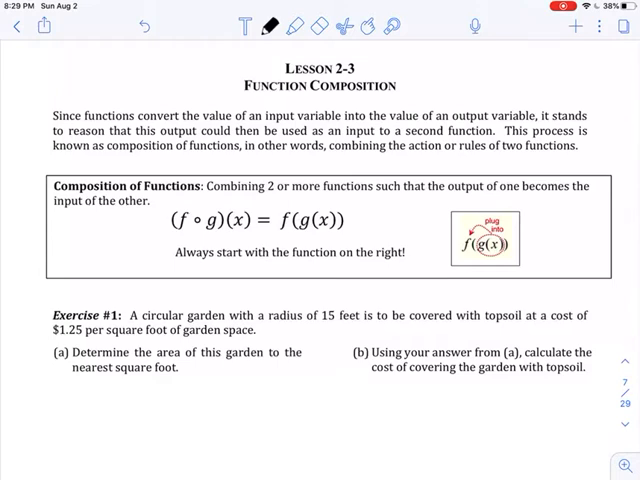Hi Algebra 2, this is Unit 2, Lesson 3, and we're going to talk about function composition today. So function composition is really just going to be two functions, one following the other.